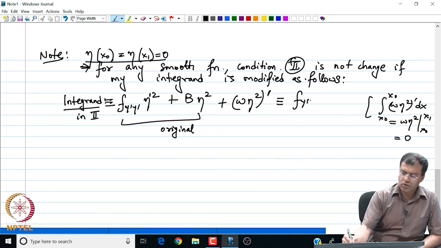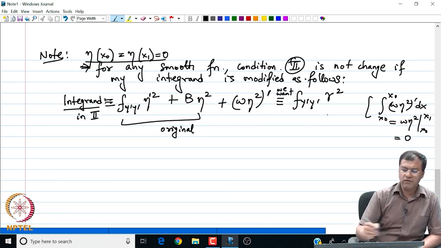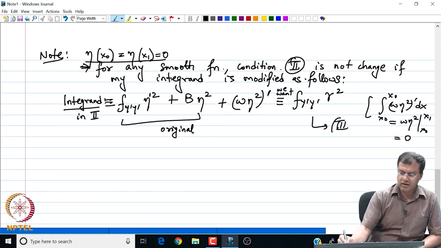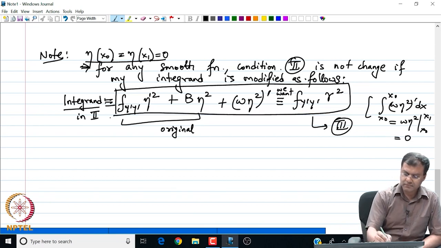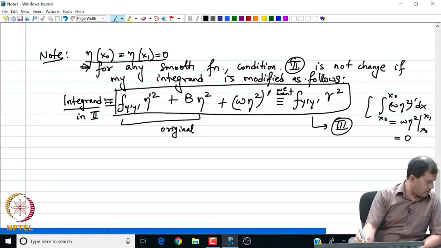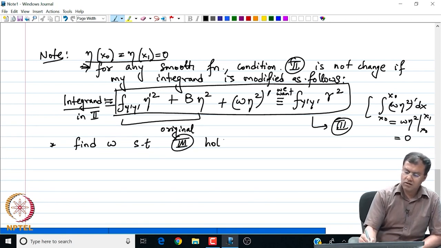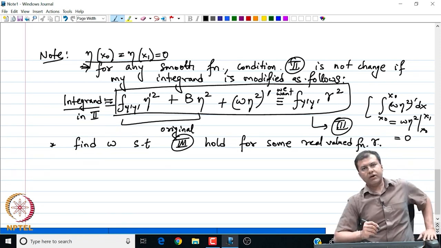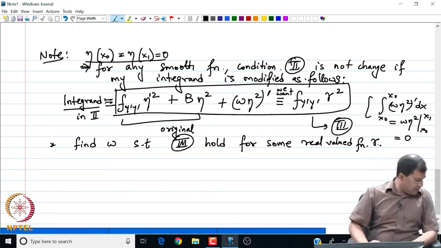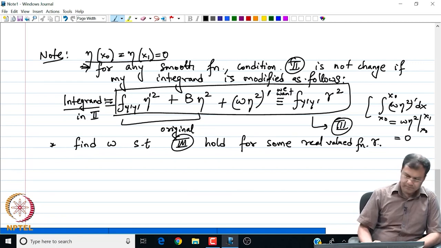So we want this to also equal the following final quantity. This is what we want. Let me call this expression 3, right. So the idea is we have to find omega such that 3 holds for some real valued function gamma, right. So, this is our goal. Now, notice that, so what have we got?